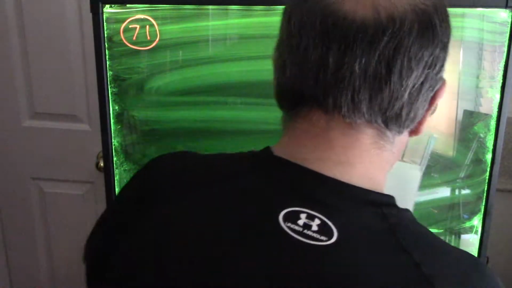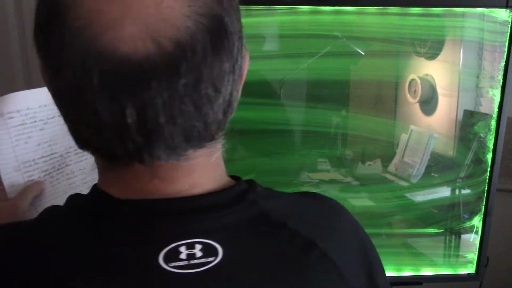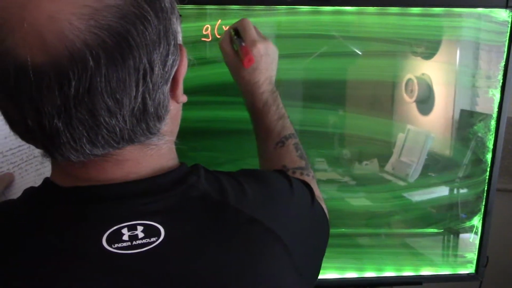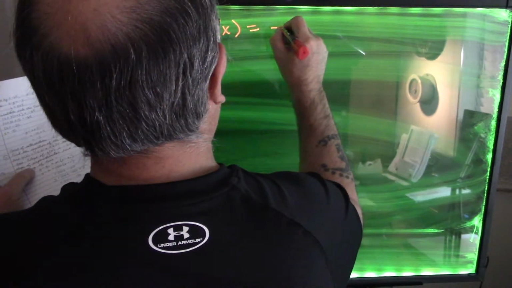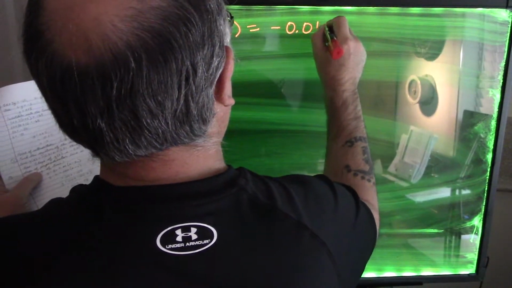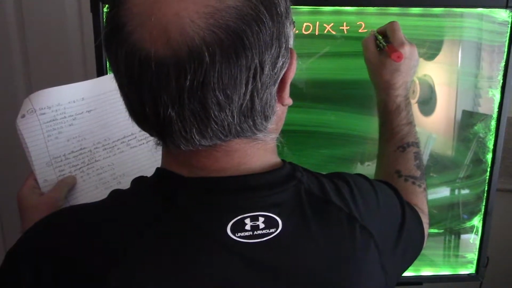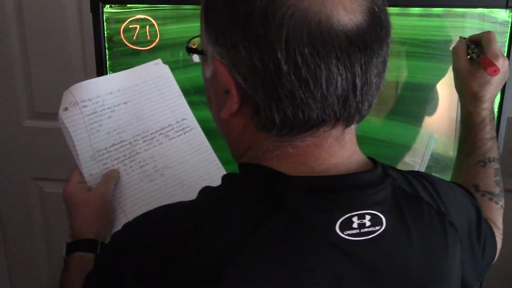Number 71. Find the equation of the line perpendicular to the line g of x equals negative 0.01x plus 2.01 through the point 1, 2. All right. So the slope of the perpendicular, well, let me write g of x here first. g of x is negative 0.01x plus 2.01. And it's through the point 1, 2.